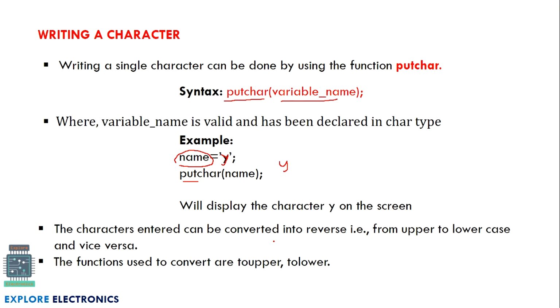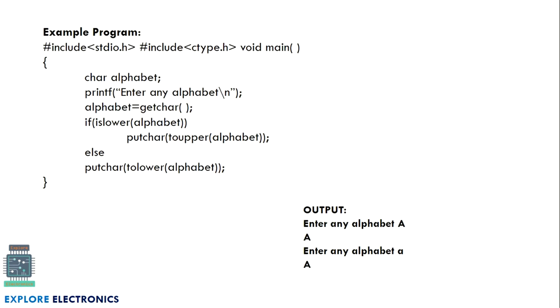We can also convert characters into upper and lower case by using the toupper and tolower functions. This is a simple program in which a character is checked if it is an uppercase. As we know, we have to include the standard stdio.h, and for using the character functions we need to use ctype.h. In the main function we are declaring a variable called alphabet, which is of type char, so it can only take character input.